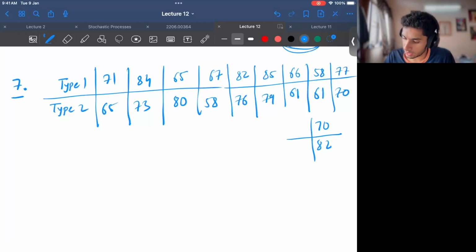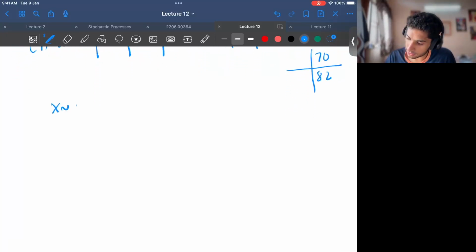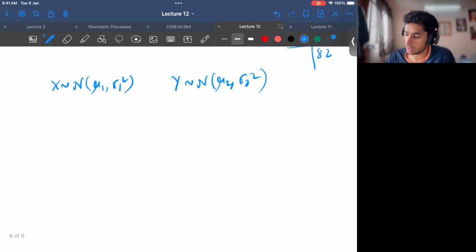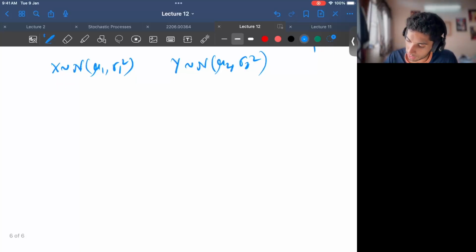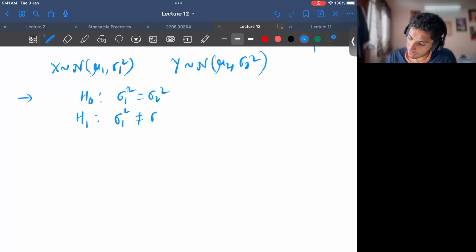Let's call this random variable x and this random variable y. It is given to you that x follows normal mu1 comma sigma 1 square, and y follows normal mu2 comma sigma 2 square. The question is if the two variances are equal or not. So you can create your null hypothesis, which is sigma 1 square is equal to sigma 2 square. This is what you want to accept or reject. And the alternate hypothesis is sigma 1 square is not equal to sigma 2 square.